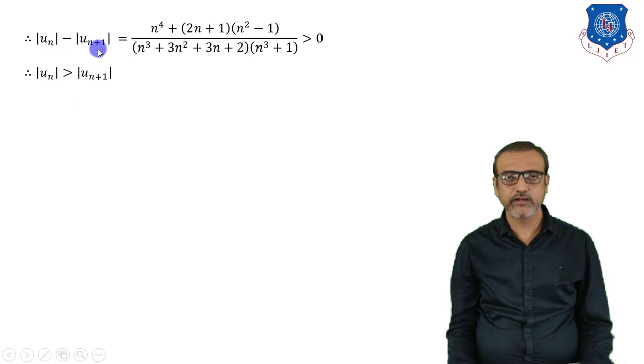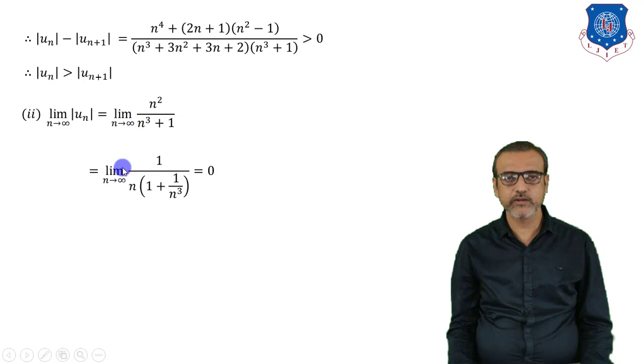Now |un| minus |un+1| is greater than 0, therefore |un| is greater than |un+1|. So the first condition is satisfied. Now we will see the second condition, that is limit n tends to infinity of |un|, and this is equal to limit n tends to infinity of n square upon n cube plus 1. Now we will evaluate this limit.